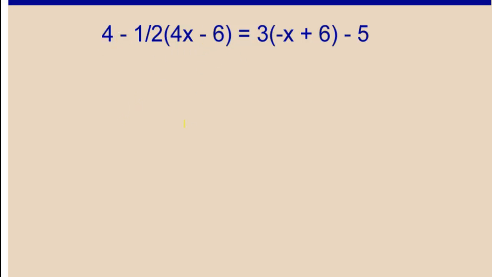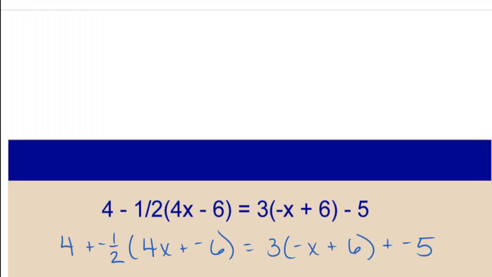They'll try to do 4 minus 1/2 first. You can't do that first. You're going to have to complete your distributive property first, and the same goes for the right-hand side. So go ahead and give this one a shot. My first step was to change subtraction to addition.